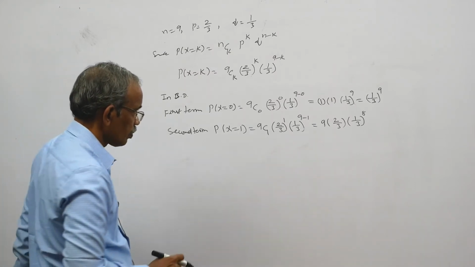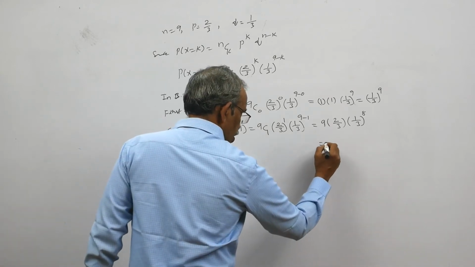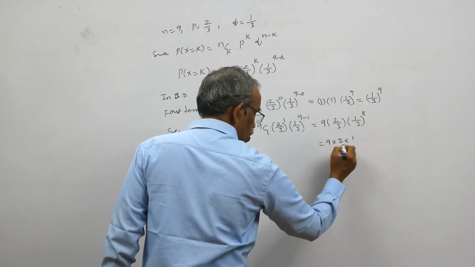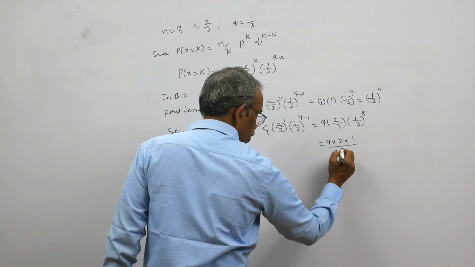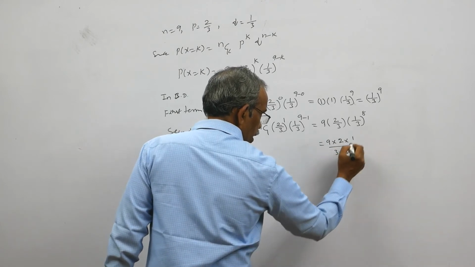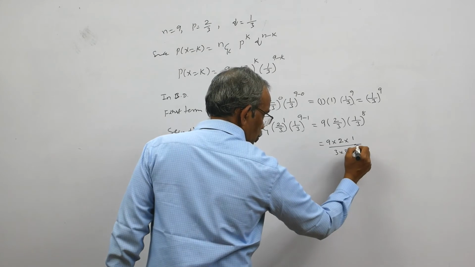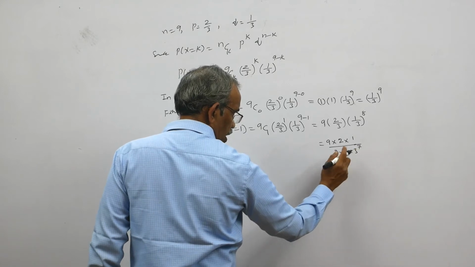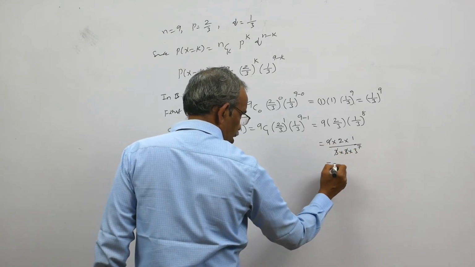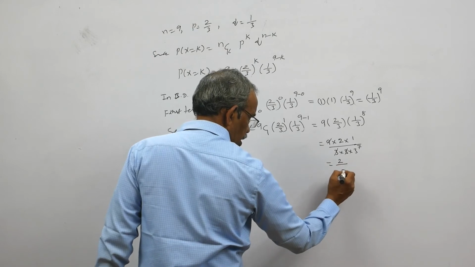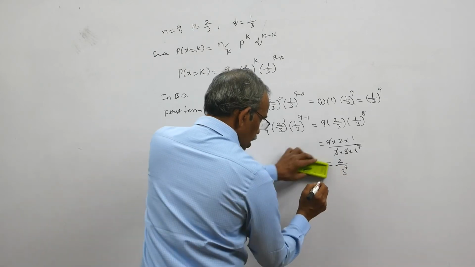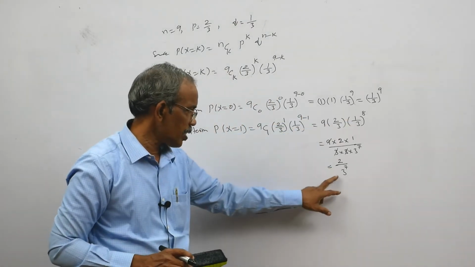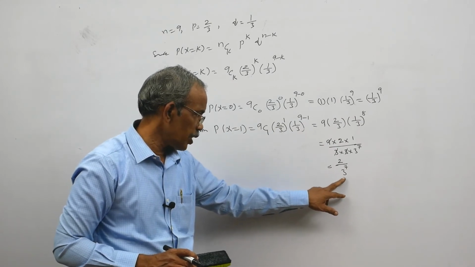This is equal to 9 into 2 into 1 to the power of 8 is equal to 1. Here we have 3 into 3 to the power of 7. Here we have 3 into 3 to the power of 8. 3 to the power of 8 can be written as 3 power 7 into 3. 3 into 3, 9. 9 cancel. Then we get 2 by 3 to the power of 7. This is the second term of the binomial distribution. First term is 1 by 3 whole power 9. Second term is 2 by 3 to the power of 7.